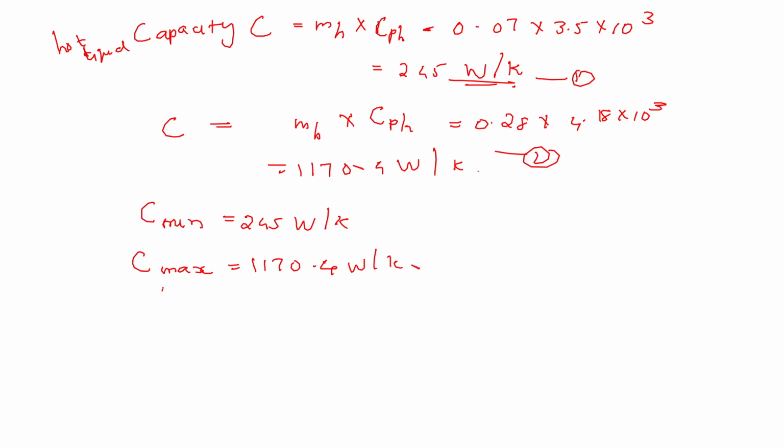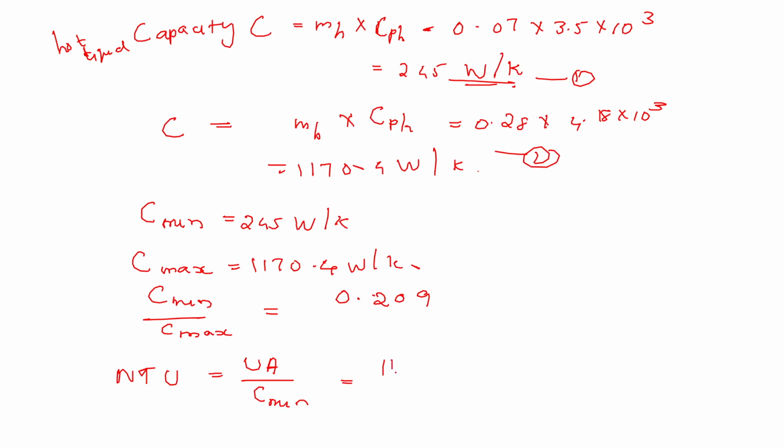Now the ratio of C minimum divided by C maximum, if you calculate this ratio, it will be 0.209. And now the number of transfer units you have to calculate. NTU will be UA divided by C minimum. From that you will get 1100 times 0.30 divided by 245. The value will be 1.34.